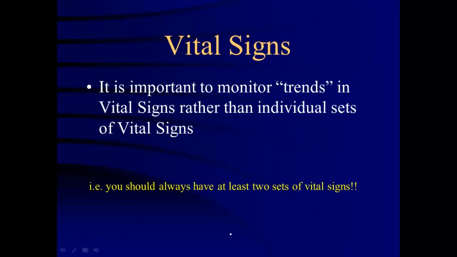So it's important to monitor trends in vital signs rather than individual sets of vital signs, which means you should always have at least two sets, because 2 points defines a line, right? If this is your heart rate here, and here it's at 120, well, it kind of looks like it's going up, but maybe if you check it again here, it's back down to 100, and maybe it just goes back down to normal. So you want to establish a trend for vital signs.